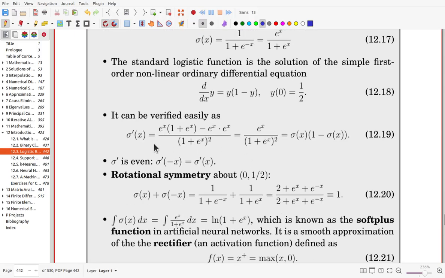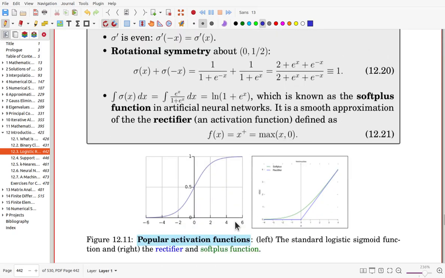And also you can check quite easily this derivative is an even function. And also you can check this rotational symmetry. Sigma x plus sigma minus x is always 1 for every x. And also if you integrate the sigmoid function, you can reach this function, logarithm 1 plus e to the x, which is known as the softplus function.